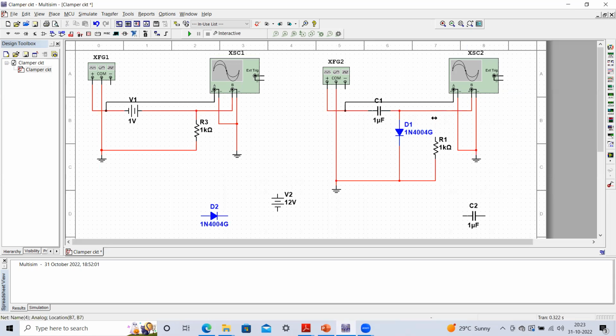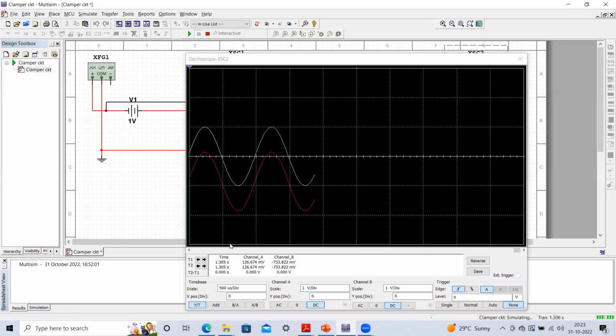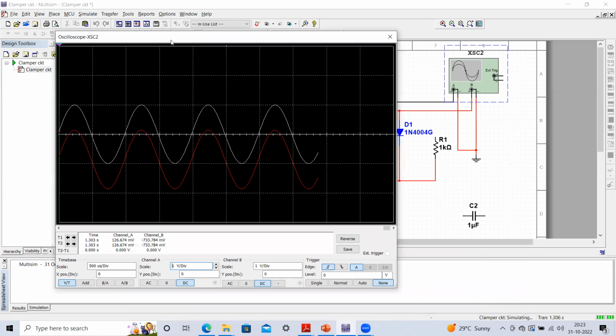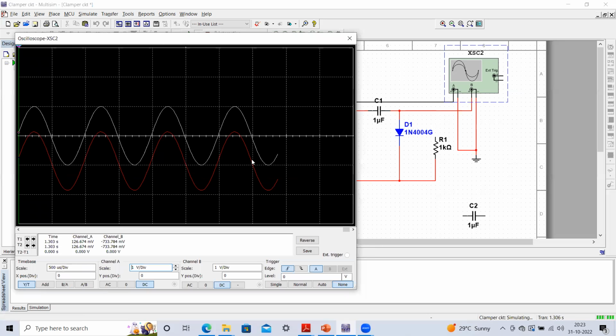If you remove this connection and now observe this output, this time constant becomes very large, because R into C will become infinite as it is now replaced by an open circuit. Here you can see that this waveform will appear across the output. And now you can easily see that this is our input waveform, and because it is a negative clamper circuit, without any bias, your signal is going to be downshifted. And here you can see that it is in the positive half cycle.